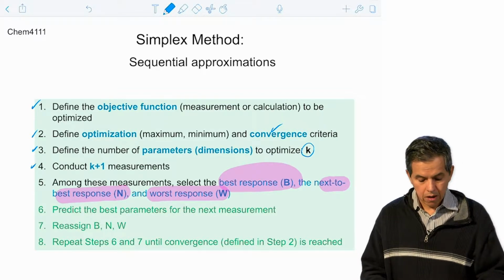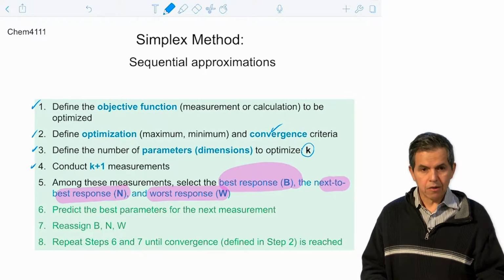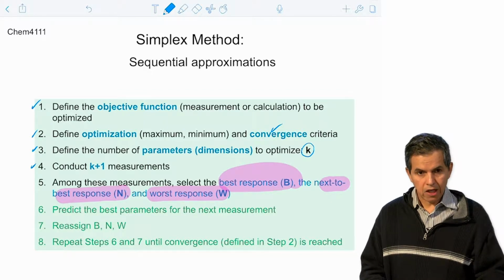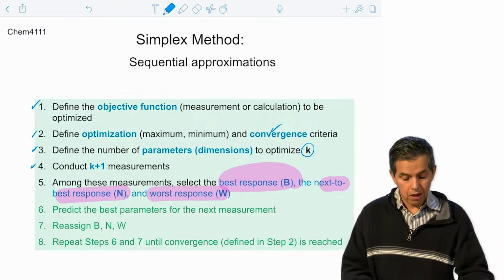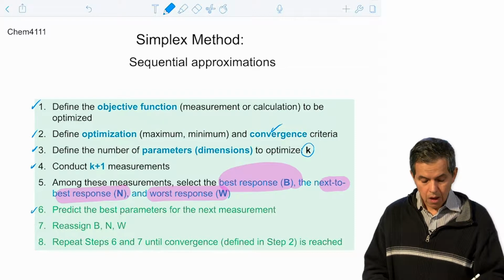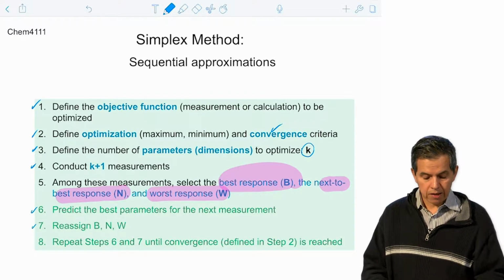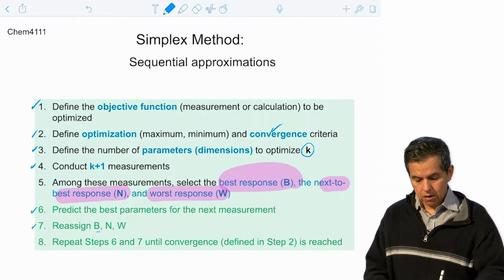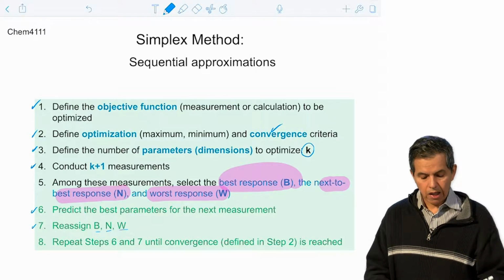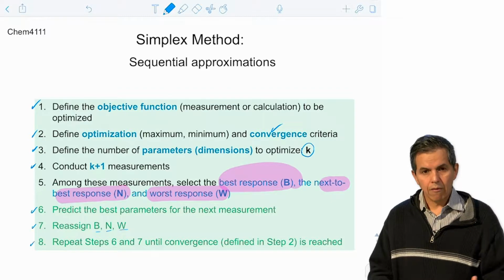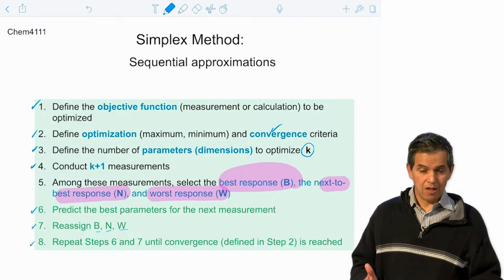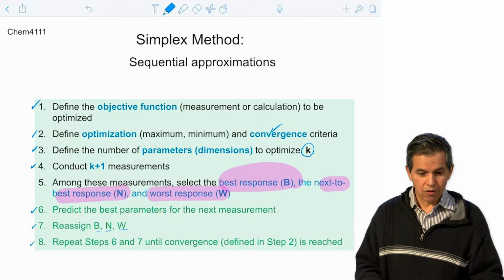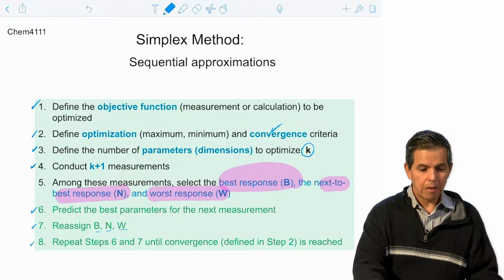Once we have done that, then we will need to start preparing for the next measurement. What is the next measurement that we need to do based on the best, next best, and the worst response? We will then reassign the best, next to best, and worst response, and then we'll repeat the steps until we find the convergence. Of course, this is a lot of words that don't mean anything at this point in time, so why don't we try to do a more specific example?